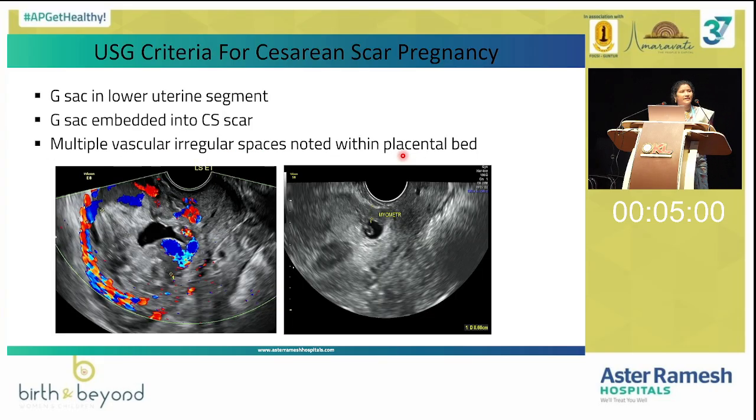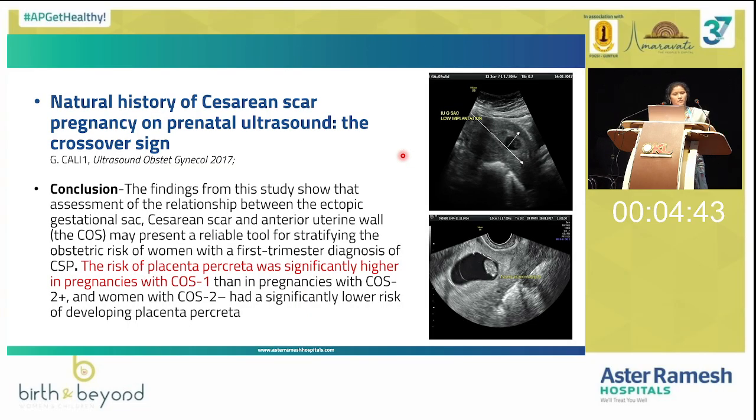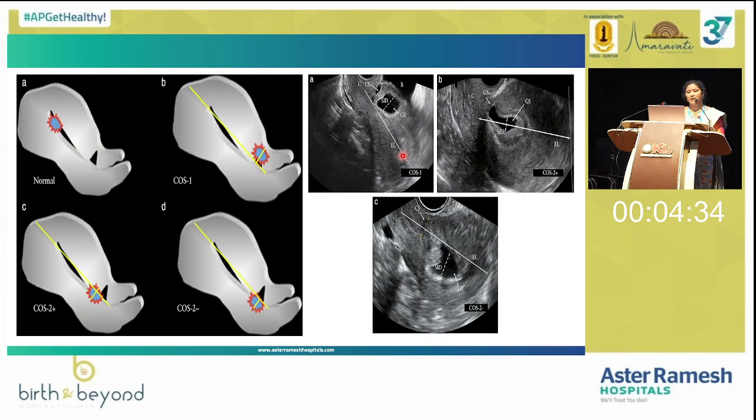What are the criteria for caesarean scar pregnancy in the first trimester? The gestational sac will be in the lower uterine segment, the sac should be in the caesarean scar area, and you should see multiple vascular irregular spaces. Then there is the crossover sign, which tells us which caesarean scar pregnancy develops into placenta accreta.